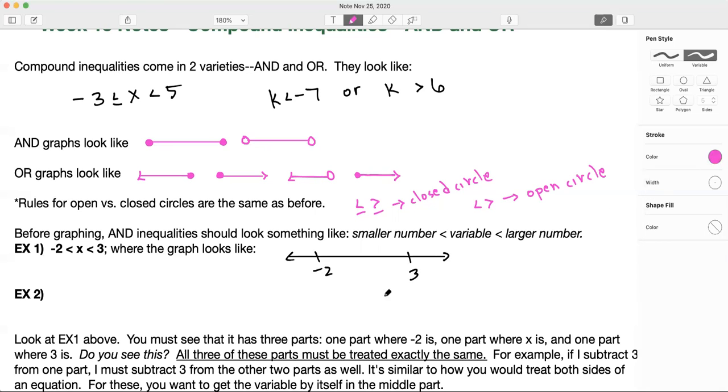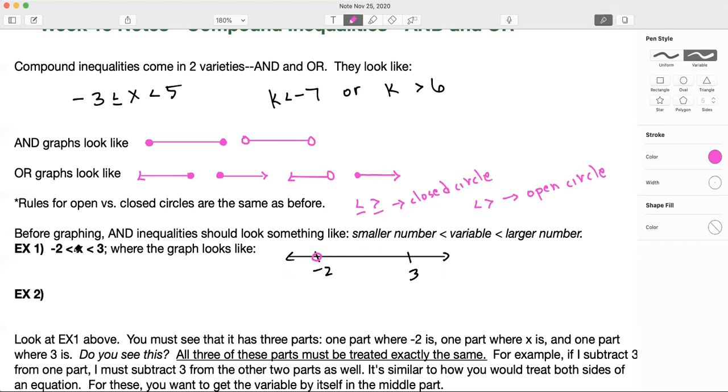And then can you guess what this graph is going to look like based on what I've told you up here already, what the "and" graphs look like and what the "or" graphs look like? Well, I'm telling you that this is an "and" graph. We have one number here, one number there. So we're going to have either an open or a closed circle. What do you think by looking at this? And if you said open, you are correct, because it is less than, not less than or equal to.